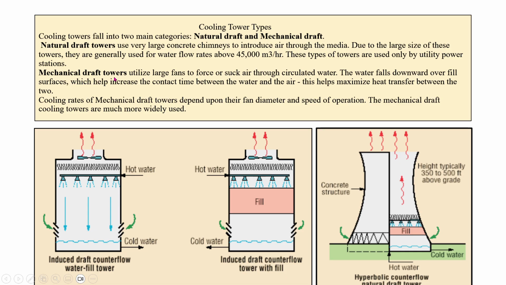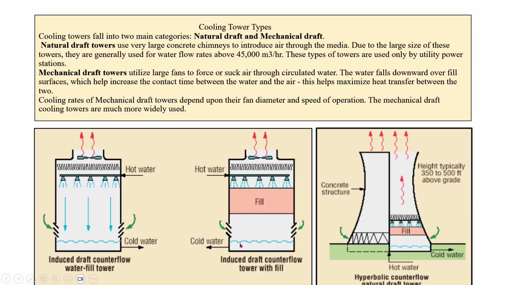Mechanical draft towers utilize a large fan. This is the induced draft fan. Sometimes a forced draft fan, the FD fan, is also used. A large fan forces or sucks air through the circulated water. If it is forced draft, the fan forces the air, and induced draft sucks the air. The water falls downwards over the fill surface, which increases the contact time between the water and the air.